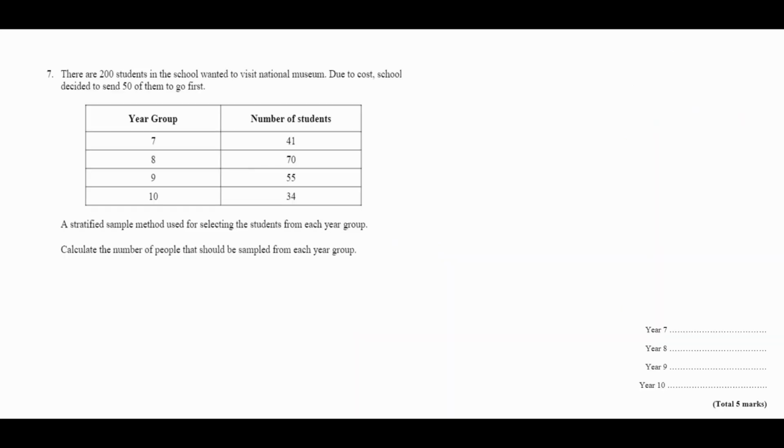Question number 7. There are 200 students in the school, the sample size is 50, and we need to find out the stratification and everything. So what we need to do: total 4, 5, 6, 10, 1, 4, 9, 16, 200. So out of 200, 41 over 200 times 50. So that is for this one. For this one, 70 over 200 times 50. And this one, 55 over 200 times 50.